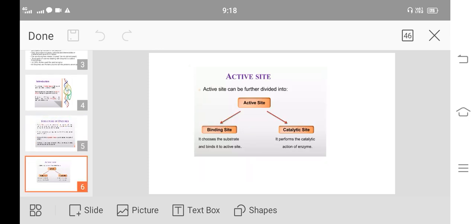The active site always has two types of sites: one is a binding site and the other is a catalytic site. The binding site chooses the substrate and binds it to the active site. The catalytic site performs the catalytic action of the enzyme.